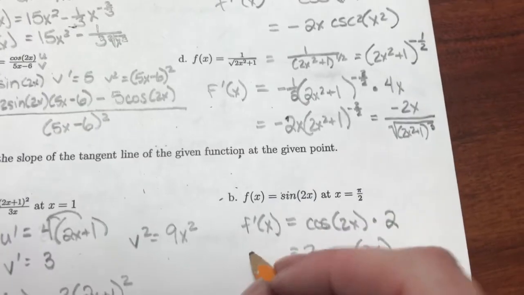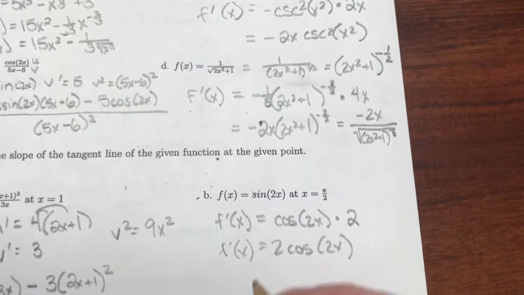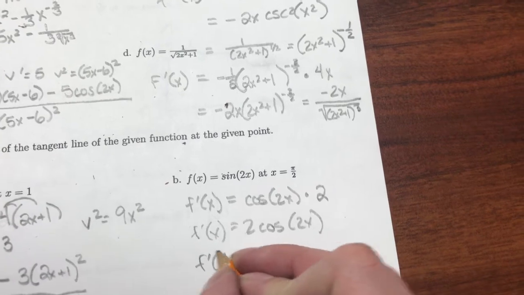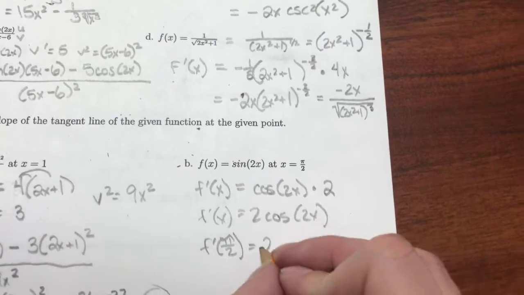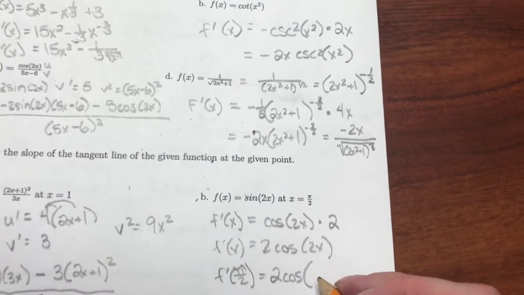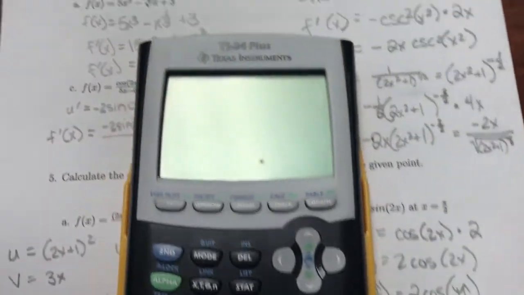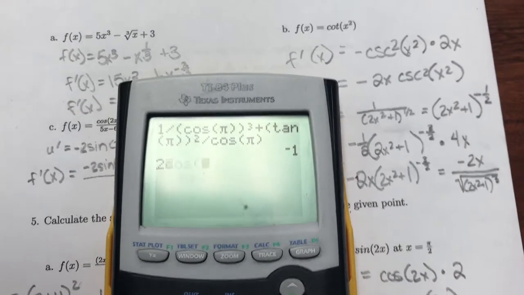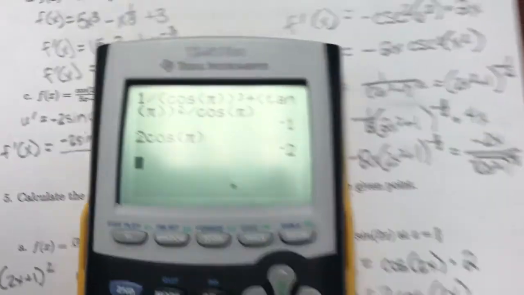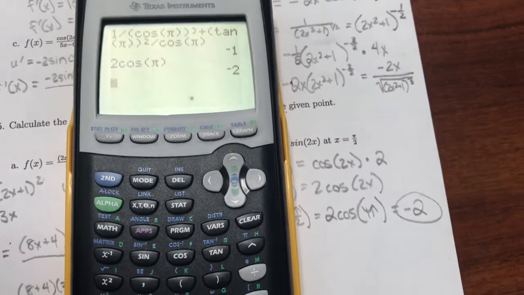What I have to do here is I have to plug in pi over 2. So I have f prime of pi over 2 is going to be 2 cos 2 times pi over 2. 2 times pi over 2 is just pi. So 2 cos pi is negative 2. Not so bad.